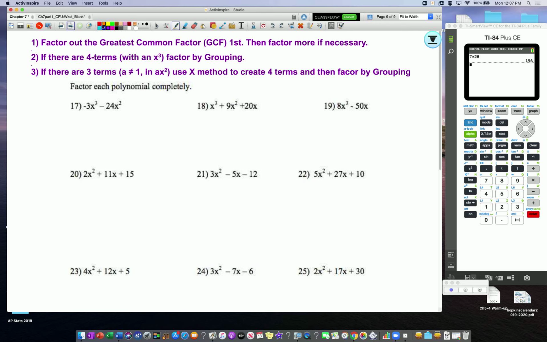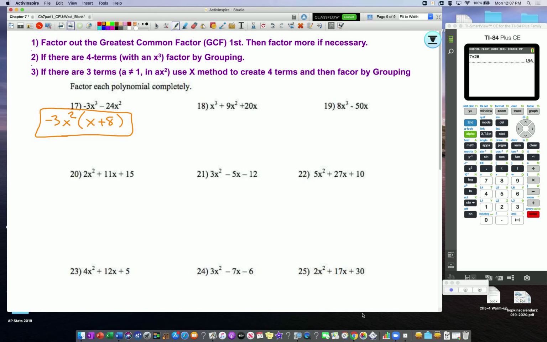When I look at the very first one, I only see 2 terms, and I already see that negative 3 and negative 24 have a negative 3 in common. They share x squared in common. So I'm just left with x plus 8. I can distribute and check, and I know that my answer is right. So that one's just a straight up factoring.